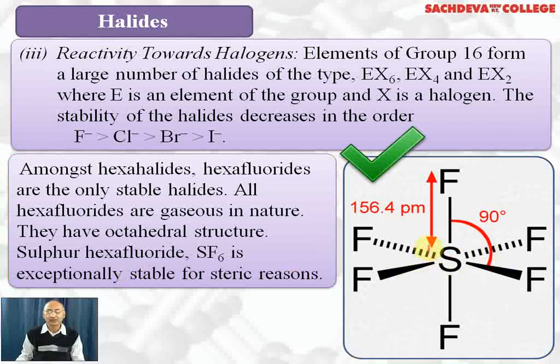This is the structure of SF6, which has sp3d2 hybridization and octahedral shape. All bond lengths are equal, 156.4 picometer. All bond angles are equal to 90 degree because they are in same planes.